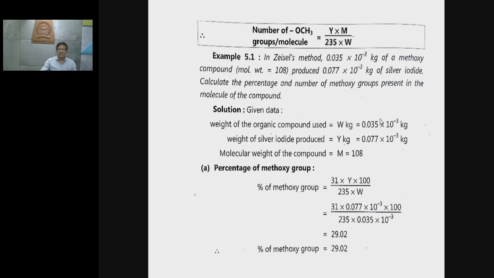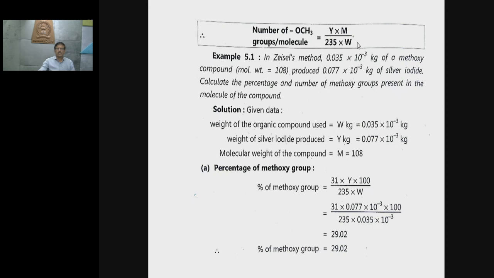So this data is given in the example. W, the organic compound used, is 0.035 into 10 raised to minus 3 kg. Y, that is AgI formed, is 0.077 into 10 raised to minus 3 kg. And M, the molecular weight, is 108. This is the formula for the percentage of methoxy group: 31 multiplied by Y multiplied by 100 divided by 235 into W. We know the value of Y and the value of W. Putting them in this equation, the percentage of methoxy group in this organic compound is 29.02. So this is the answer.